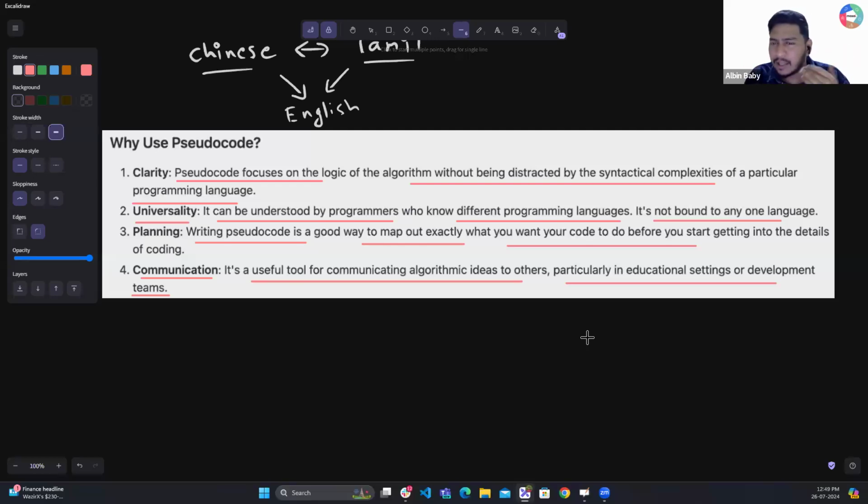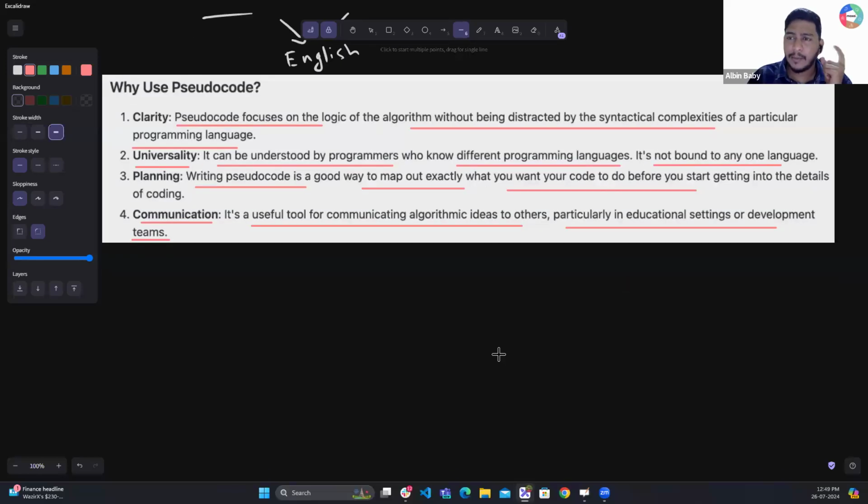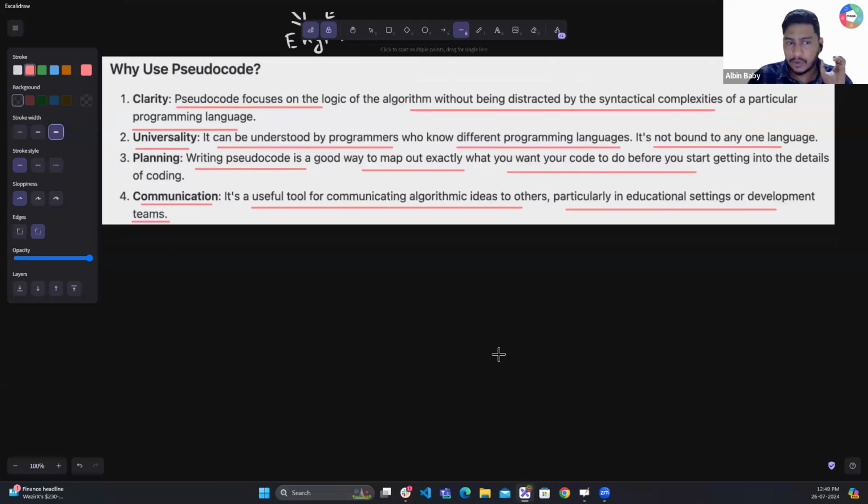Got it? Or when you're giving DSA interviews, you'll be asked to write pseudocode only. Sometimes they might ask you the preferable language you want, so you can write it in that, or you can write pseudocode. It's up to the interviewer. Sometimes they ask pseudocode only, sometimes they ask a specific language. But it's really important to understand how to write good pseudocode.